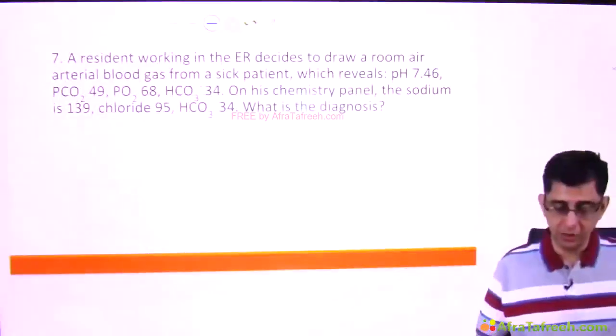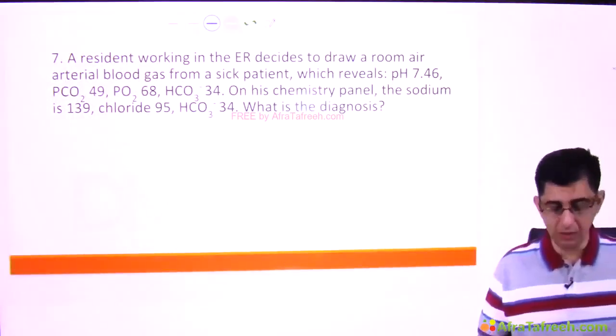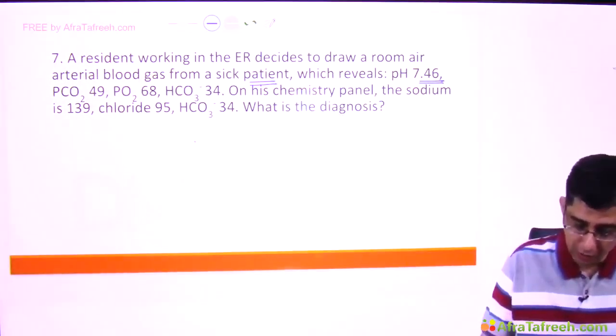Coming to the next question, the 7th one, you have decided to take an ABG sample from a sick patient. The pH of the patient is 7.46. So this time it is an alkalotic pH.